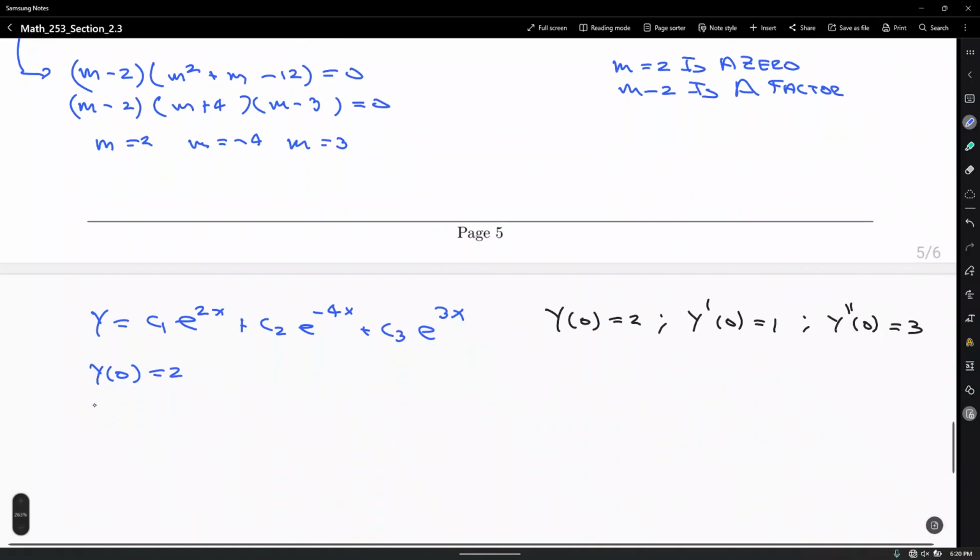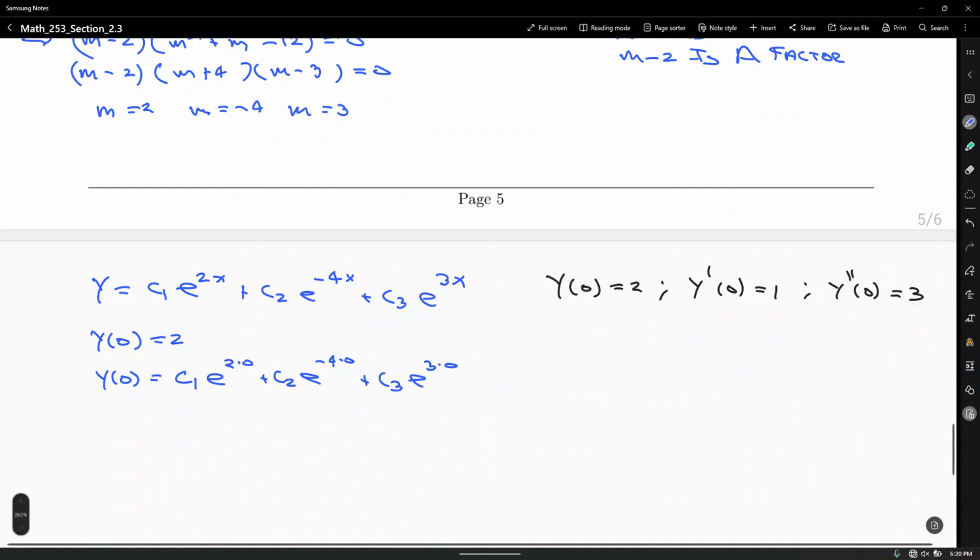Okay, so this will be y of 0, substitute 0 for the solution: c1 e to the 2 times 0 plus c2 e to the negative 4 times 0 plus c3 e to the 3 times 0. Do you guys agree these exponentials raised to the 0 power are going to be all ones? Okay, so this is c1 plus c2 plus c3, and y of 0 equals 2. Call this equation 1. All right.